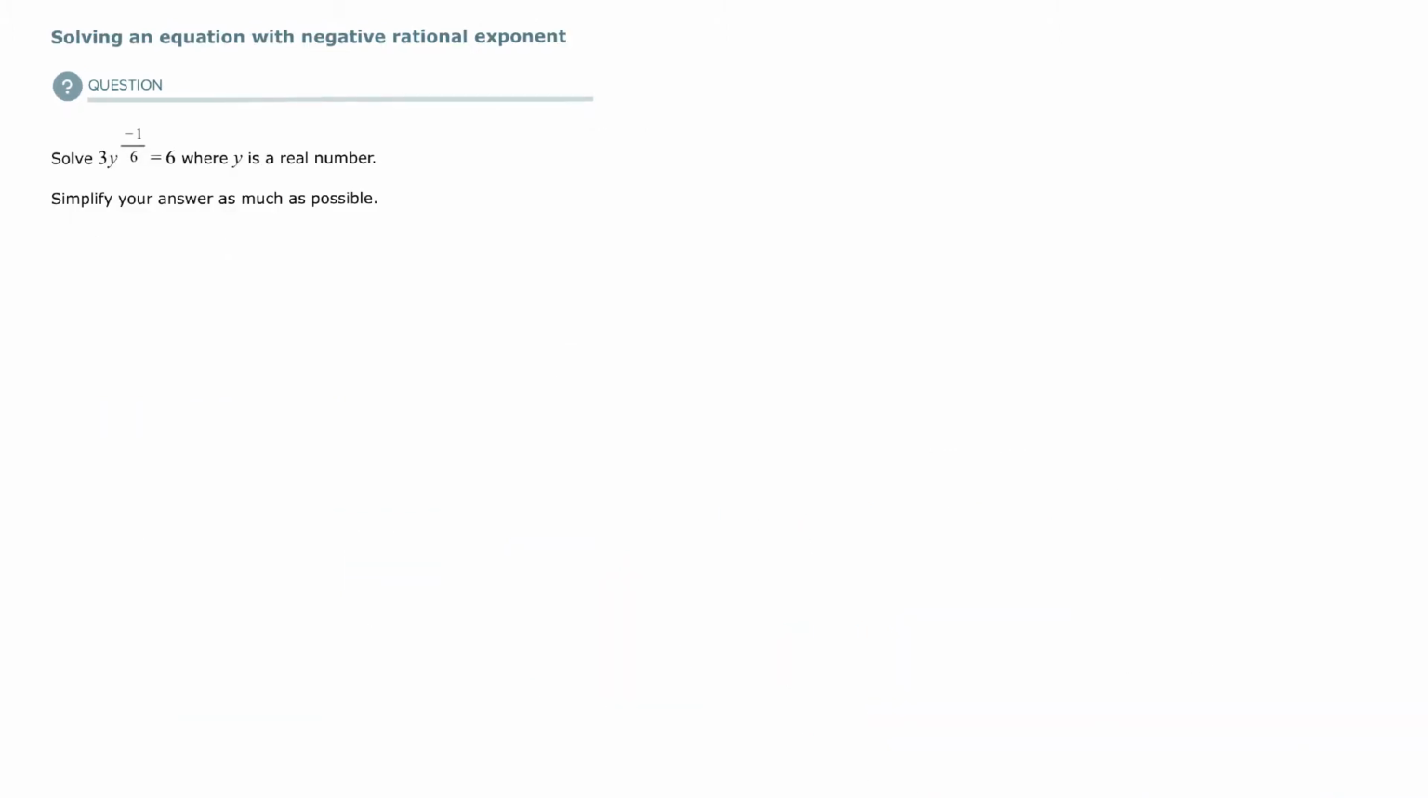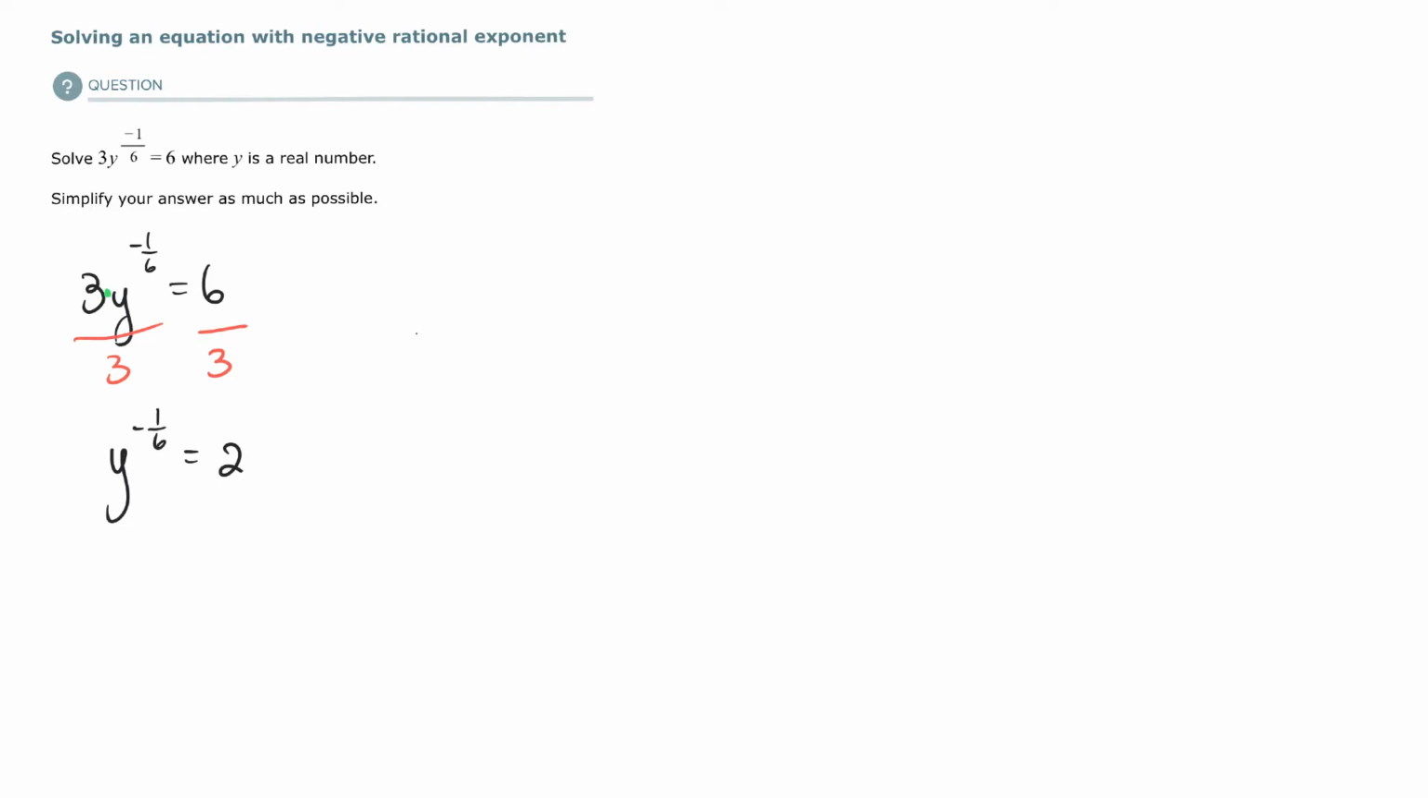Let's solve this equation here. I'm going to rewrite it so it's nice and big. 3 times y to the negative 1/6 power is equal to 6. The first thing you want to see is that there is an invisible multiplication there. And so we want to isolate y as much as we can by itself. Since 3 is not 0, we could divide the entire sides by 3, and we get y to the negative 1/6 is now equal to 2.